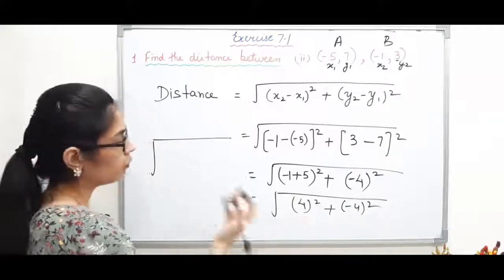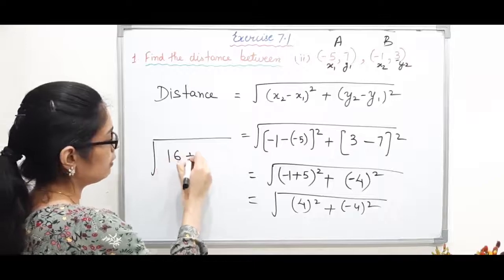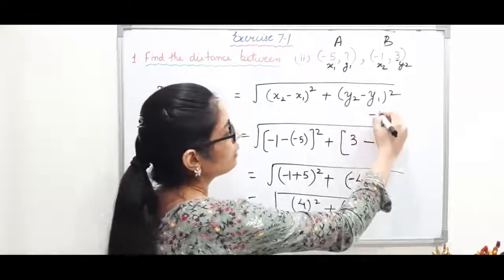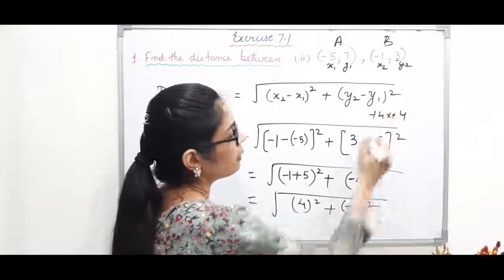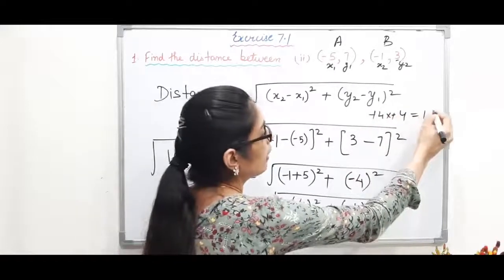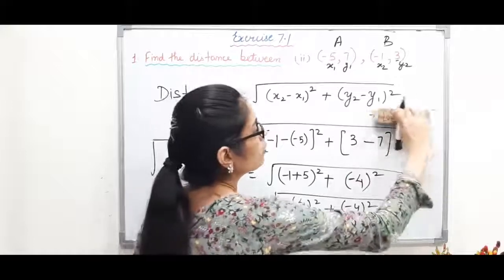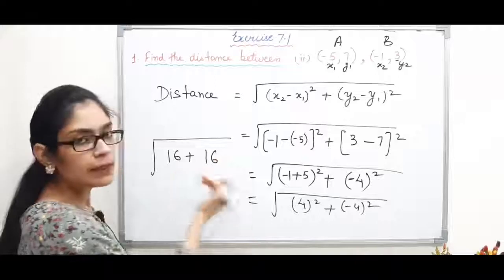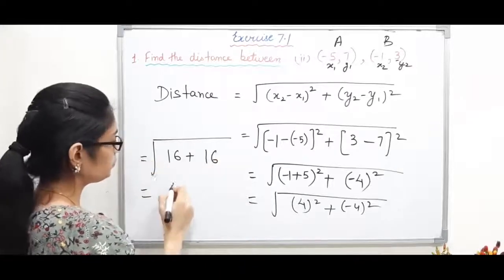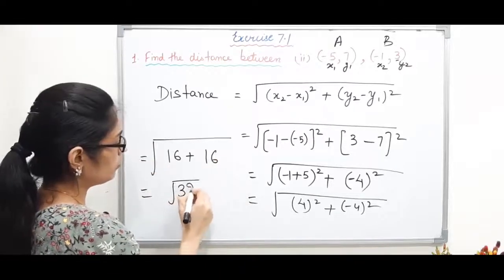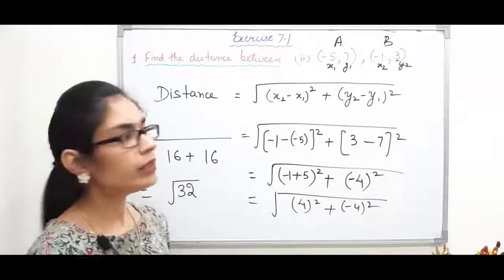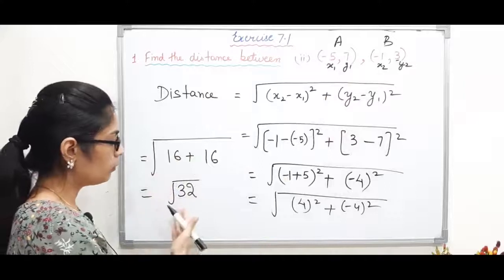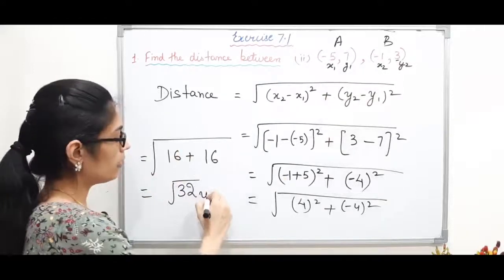So we will solve it now. 4 square is 4 into 4 which is 16, plus minus 4 square. Minus 4 square means minus 4 into minus 4. Minus and minus sign will get cancelled, so again I will get 16. So square of minus 4 is also equal to 16. 16 plus 16 is 32. So the distance between these 2 points will be root 32, and you can write units also.